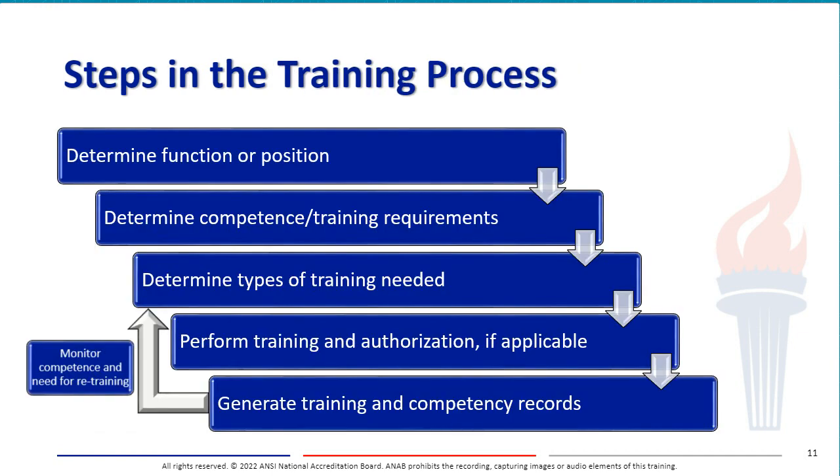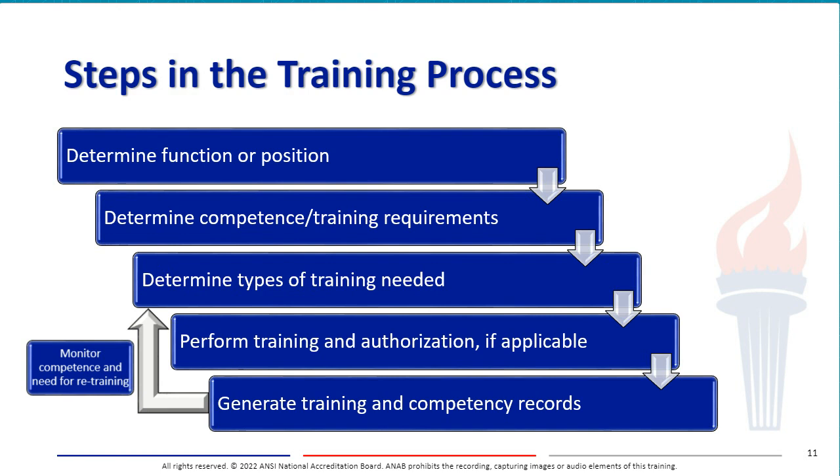So what are the steps in the training process? They're outlined here. If you think back to the slide we were just on, it's basically the requirements of the standard put into steps. First, an organization determines the function or position, then determines the competence and training requirements necessary. Notice that I'm using the term function or position rather than individual.